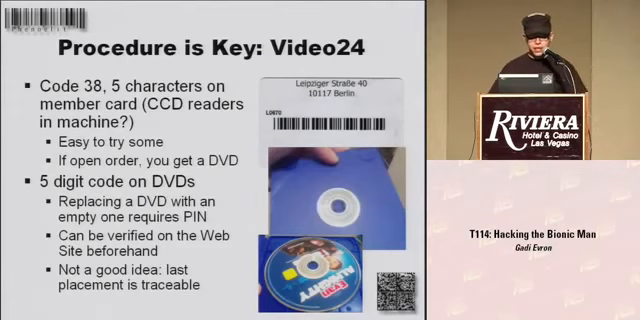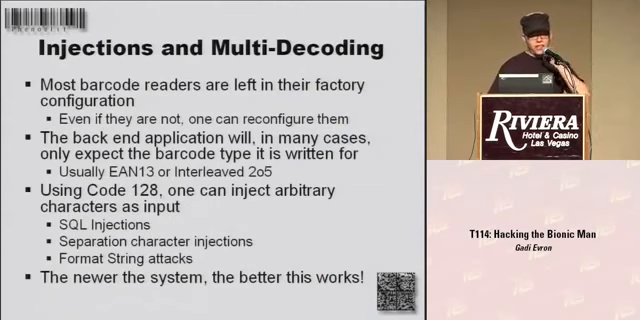Yeah, it's good. So the next class that we have is injections and multi-decoding. Most barcode readers, as I mentioned, read every possible type of barcode, and they're usually left in their factory setting because nobody cares. And even if they're not, we have learned already, we have configuration barcodes, we can make them so again. The backend application, however, will in many cases only expect the barcode type it's written for. Surprise! Ever heard of people forgetting input validation? It is the same deal.